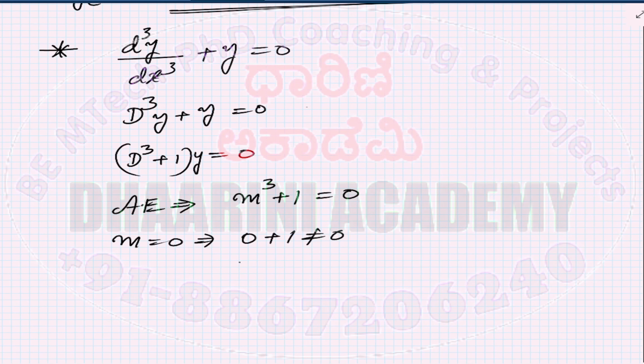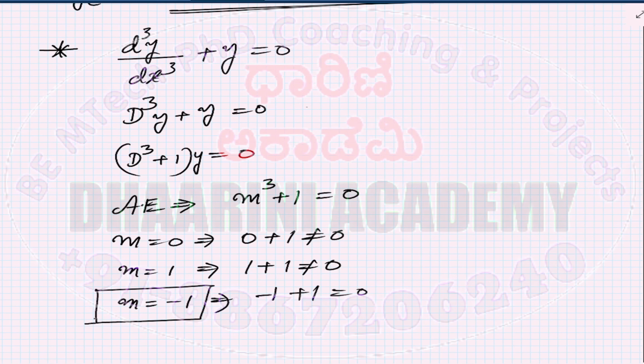Alright, so then I put m equal to 1. When you put m equal to 1, this is 1 plus 1, that's also not equal to 0. I'll go to the negative side now. M equal to minus 1. This is minus 1 cube, which is minus 1 plus 1 equal to 0. So one of the roots is minus 1. I come to know.